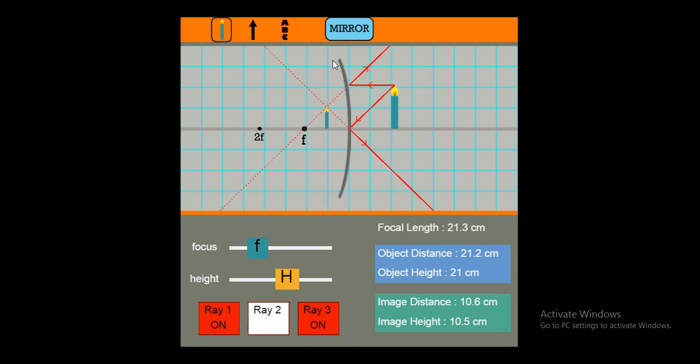Okay, now consider day-to-day life applications of convex mirrors, especially the side mirrors used in vehicles. These are convex mirrors because they are used to show a very large area in a small size image, and also to see the small size image.